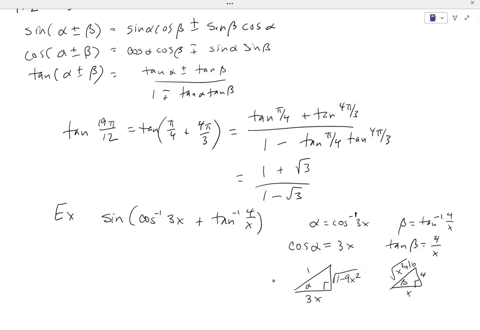What if instead of plus tangent, what if it was minus? Would the 4 over x be negative? You could do it that way. If it was a minus, I would just use your minus difference formula. Yeah, the tangent. Just like that. Yep. So then the way we've written this is sine of alpha plus beta. So then you would write it as sine alpha cosine beta plus sine beta cosine alpha. Right?